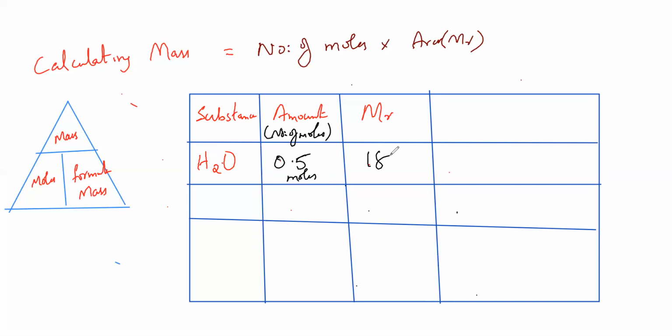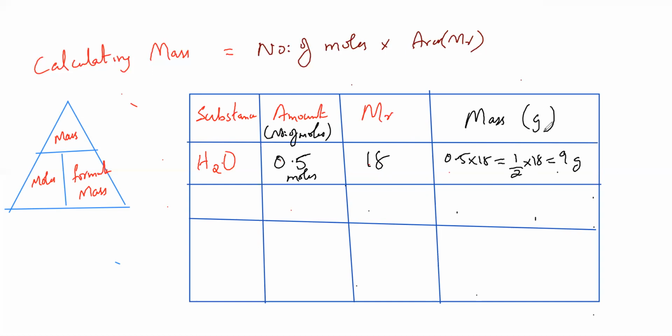If I'm calculating mass, what is mass? Mass is nothing but this into this. So 0.5 is nothing but half. So 0.5 into 18, that is 1 by 2 into 18, that is nothing but 9 grams. So mass will always be in grams. That's how we identify these things.